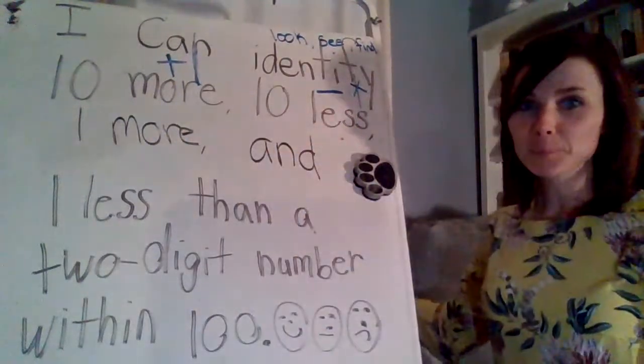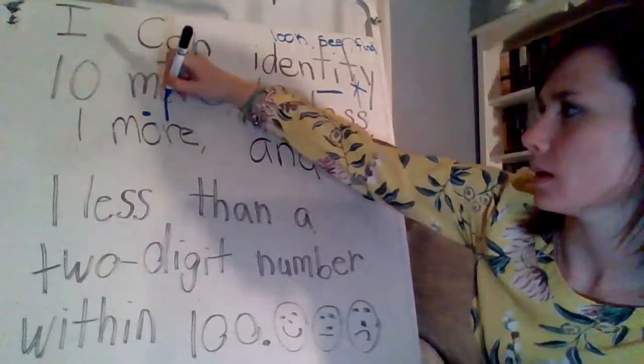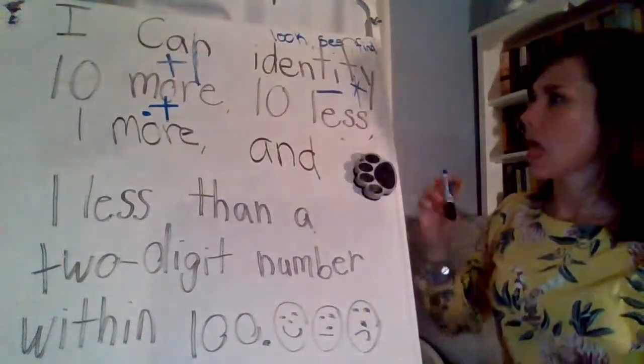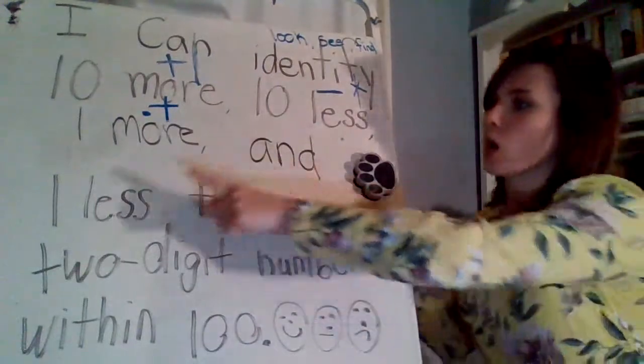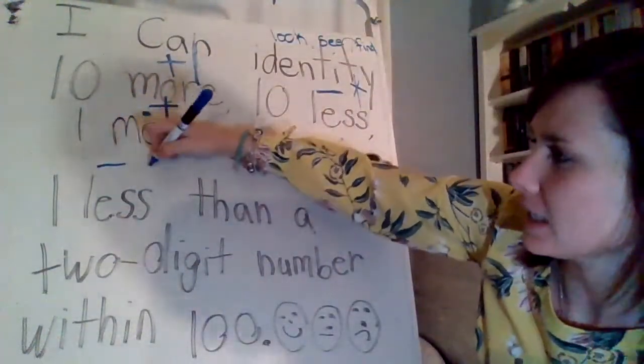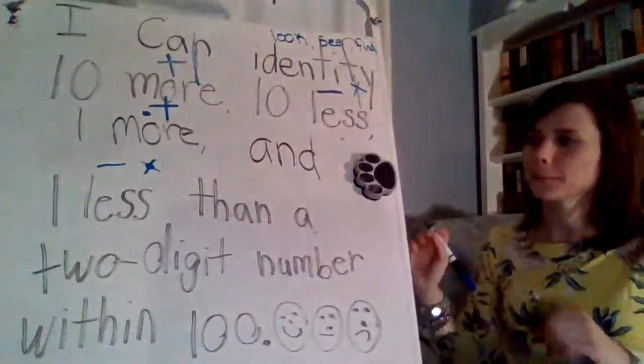1 more, when we just draw our little 1 more. So plus 1. And then we're going to do 1 less. So we're going to be minusing. When we see that 1, we're going to exit out.